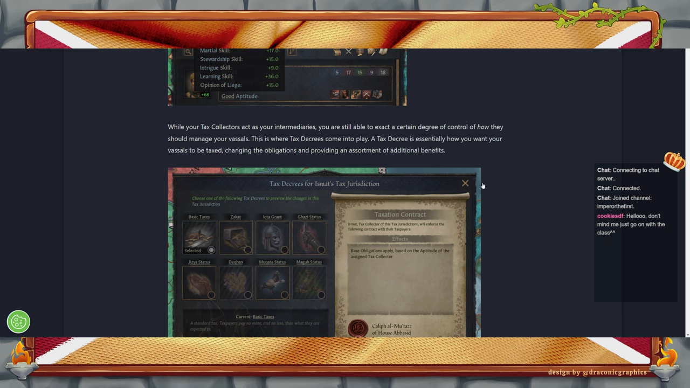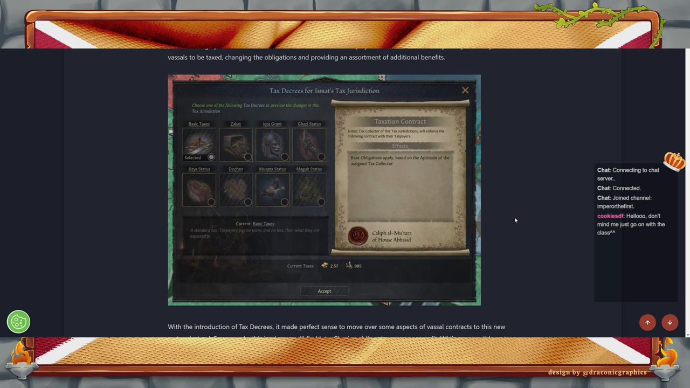So, let's see. While your tax collectors act as your intermediaries, you are still able to exact a certain degree of control of how they should manage your vassals. This is where tax decrees come into play. Tax decrees is essentially how you want your vassals to be taxed, changing the obligations and providing an assortment of additional benefits. It sounds a little bit like vassal contracts, but with extra steps, honestly. But look at that. They've given them little nice pictures and multiple options. And yeah, okay, that's slightly different, at least visually, from vassal contracts.